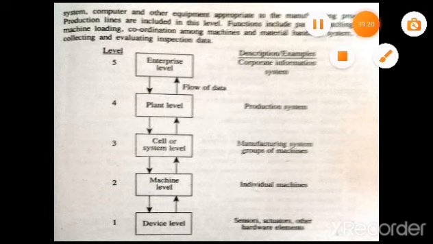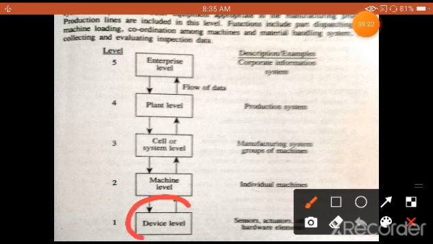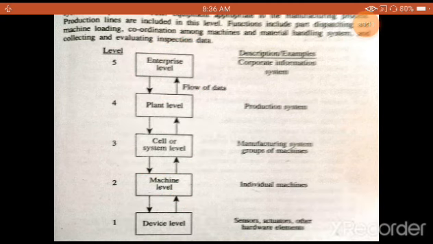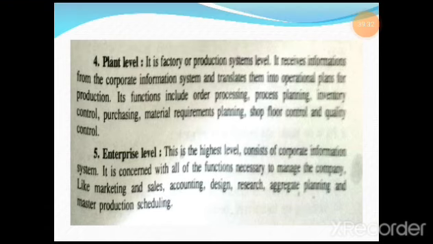We are going to start with the device level, which is the lowest level, and enterprise level is the highest level. Cell or system level is called the midway. That is very, very important. The next one coming up is called the plant level. It is a factory or a production systems level. It receives information from the corporate information system and translates them into operational plans for production.